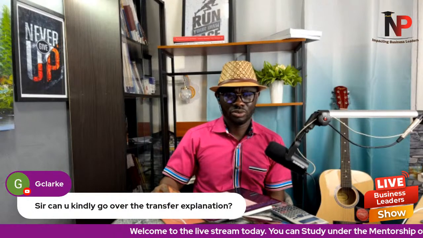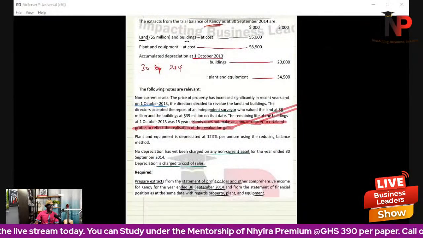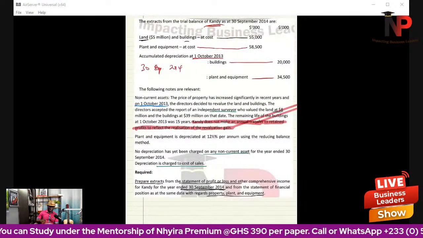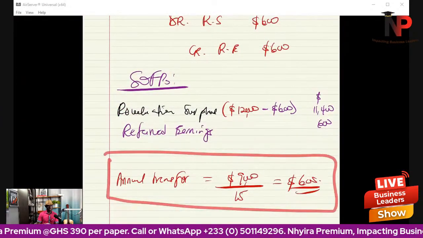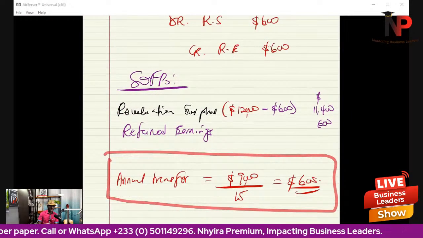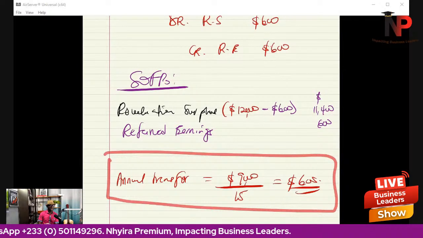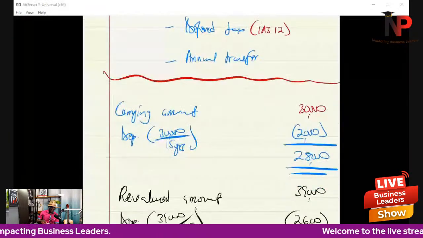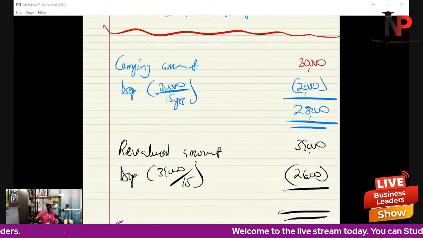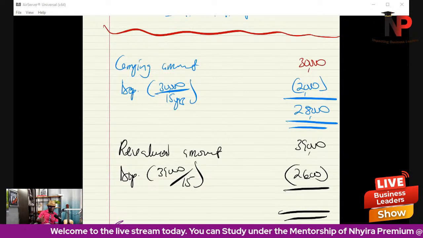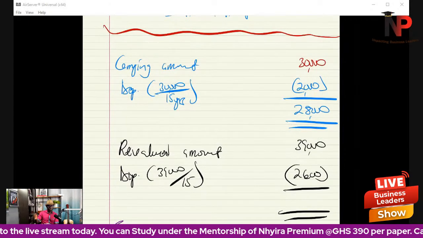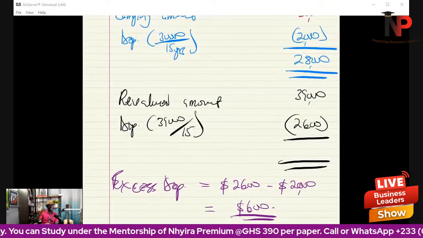He said, can you kindly go over the transfer explanation? We are saying that the annual transfer is occurring because we are charging more depreciation when we revalue the assets upward than we had charged. For that reason, shareholders must be compensated for the excess depreciation. So, how do we get the excess depreciation? It is the difference between the depreciation we would have charged if we hadn't revalued the assets and the depreciation that we charge when we revalue the asset. And we saw the difference to be $600.